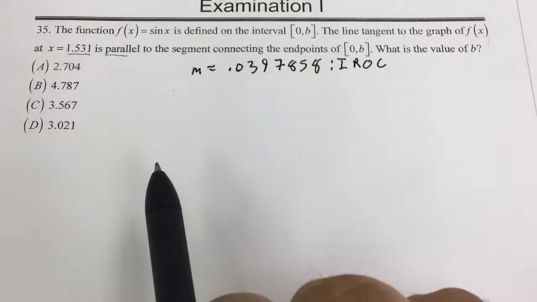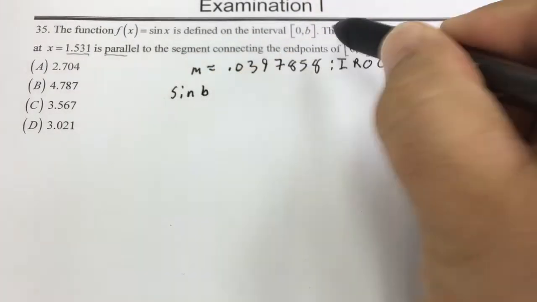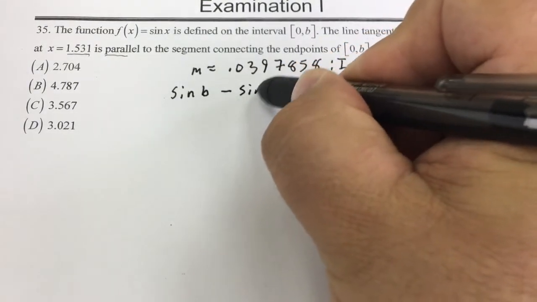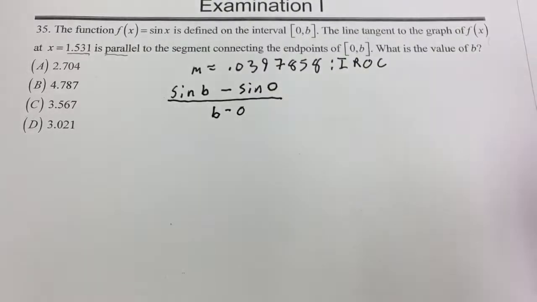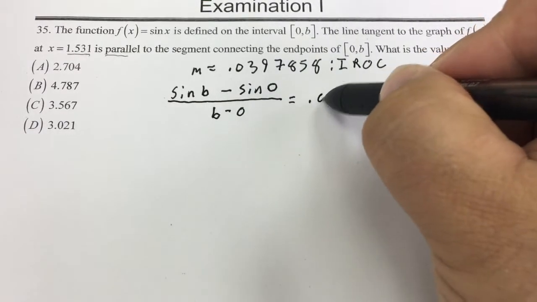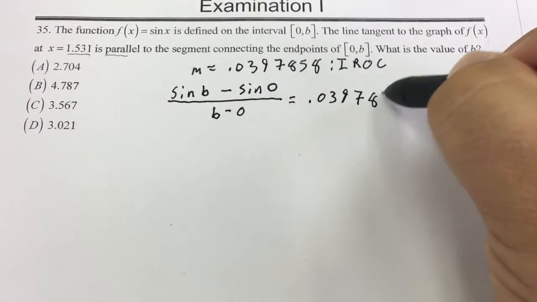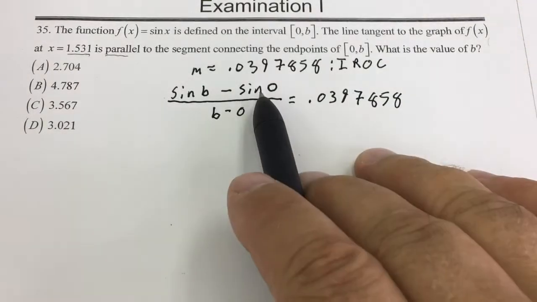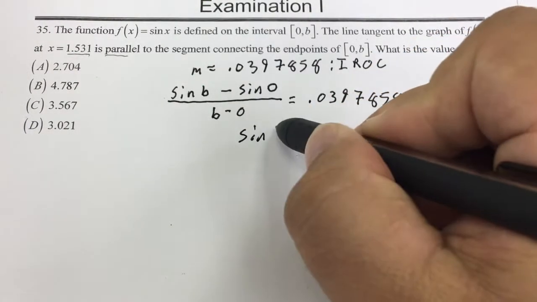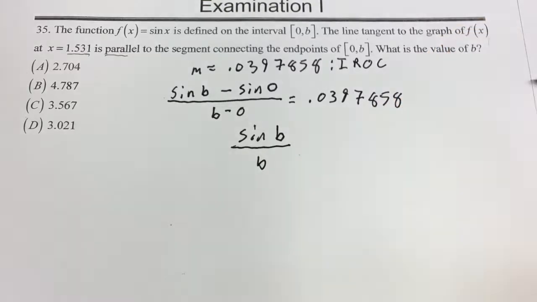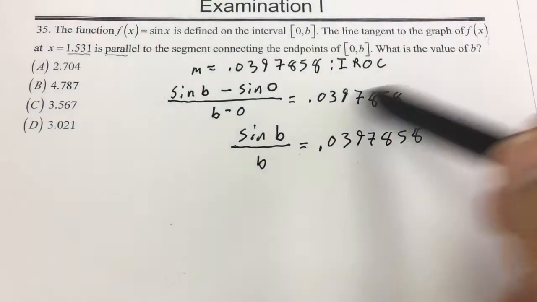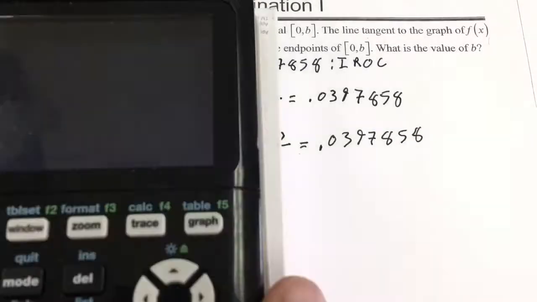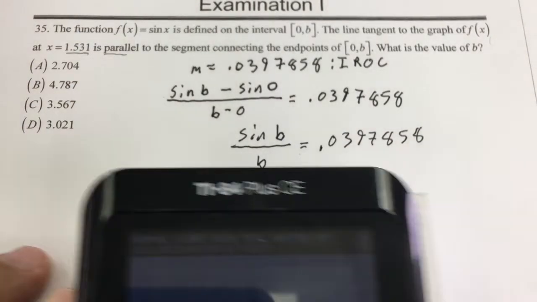They want the endpoints of the AROC. So that's going to be sine of b minus sine of 0. Well, sine of 0 is 0. That's easy enough. Over b minus 0 equals the IROC, which is 0.0397858. And this is a little tricky. So this is going to give me sine of some number b over some number b equals 0.0397858. And there's no way for me to really algebraically solve this. It's calculator active. So I'm going to use the numeric solver on my calculator to try to attack this problem.